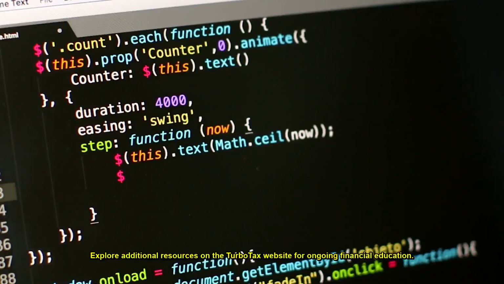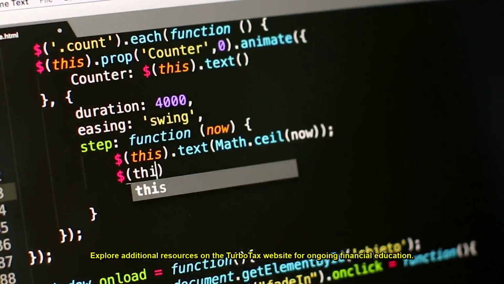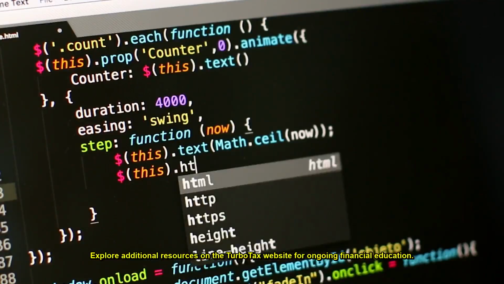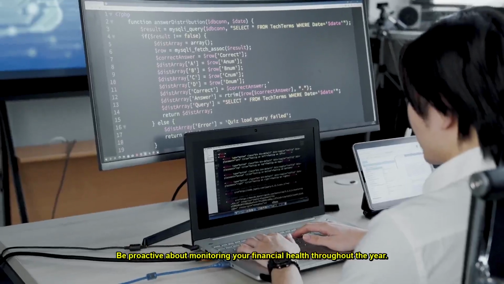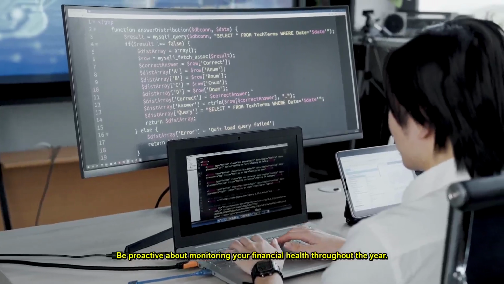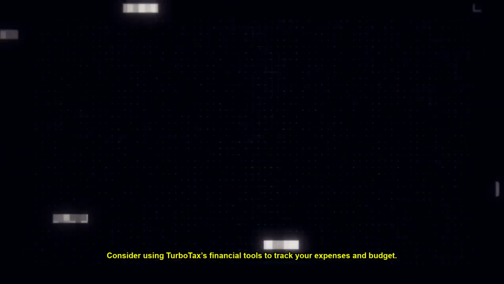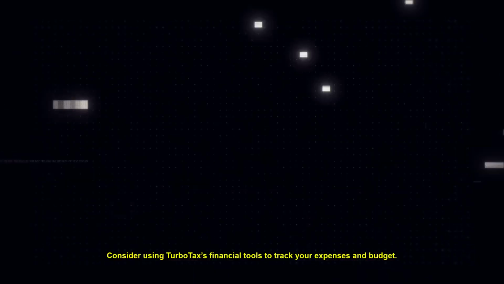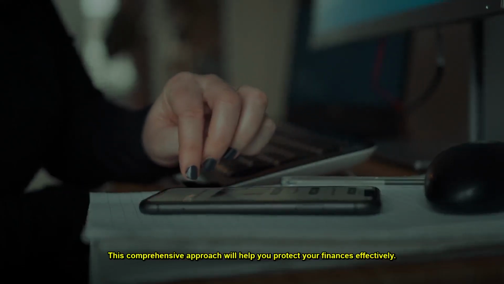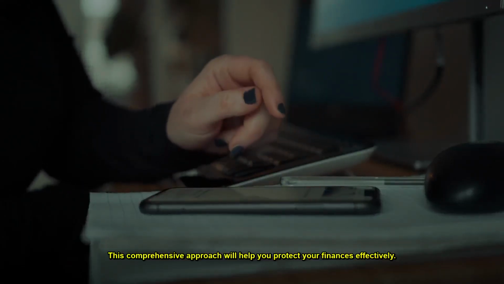Explore additional resources on the TurboTax website for ongoing financial education. Be proactive about monitoring your financial health throughout the year. Consider using TurboTax's financial tools to track your expenses and budget. This comprehensive approach will help you protect your finances effectively.